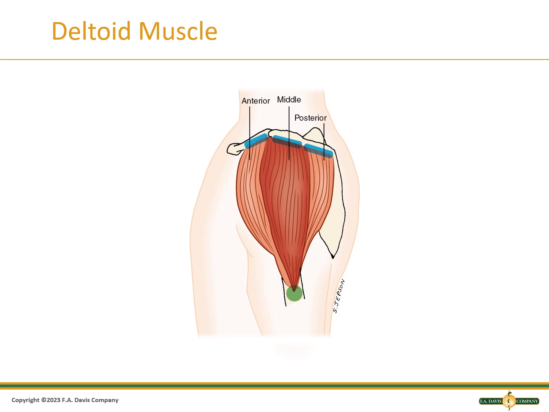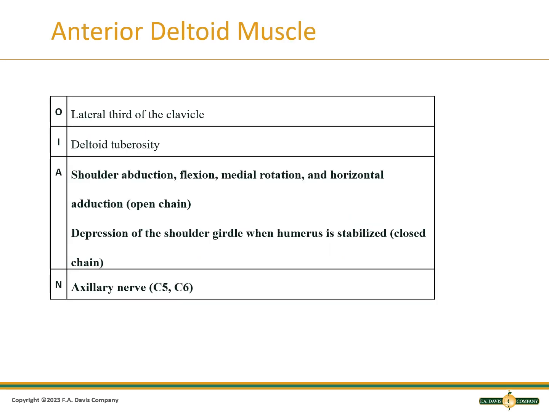Jumping into muscles, our deltoid is a superficial muscle of the shoulder that is broken into 3 functional portions: our anterior delt, middle delt, and posterior delt. Our anterior delt originates on the lateral third of the clavicle to insert on the deltoid tuberosity. It causes shoulder abduction, flexion, medial rotation, and horizontal adduction in open chain motions. And in closed chain motions, it causes depression of the shoulder girdle when the humerus is stabilized. It is innervated by the axillary nerve.